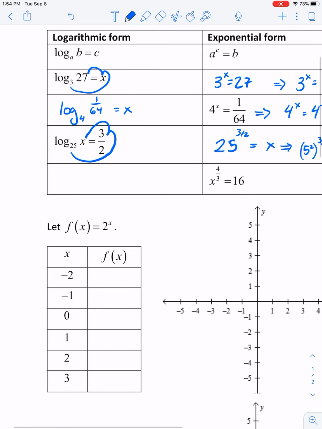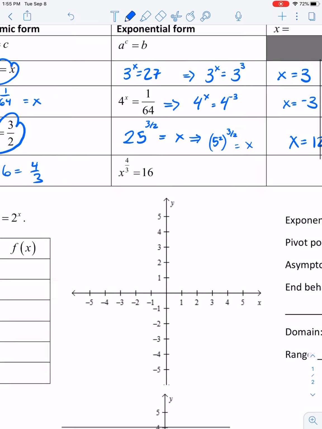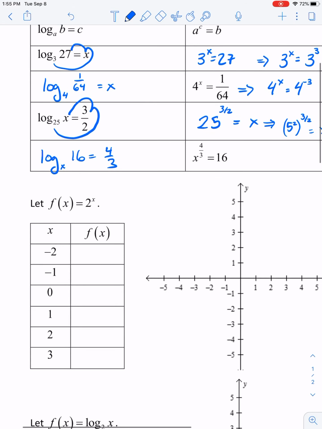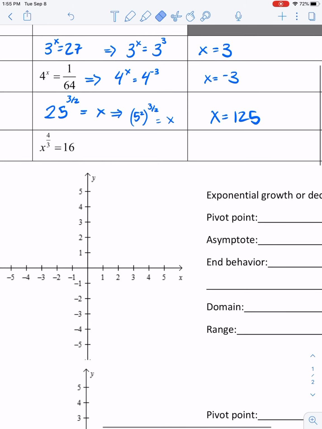Okay, the last one, moving this from logarithmic form, this is log base x of 16 is equal to 4/3. Let's see, x to the 4/3 is equal to 16. Yes, I had to go back and double check. So I'm just proving my point that I have an easy time going this way and not so easy going the opposite. Okay, so let's look at this.